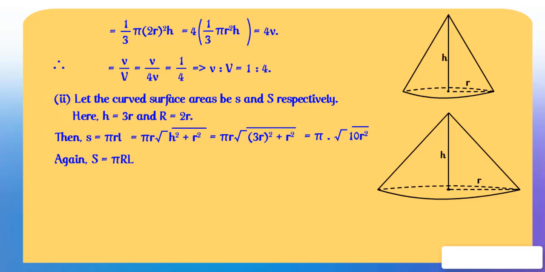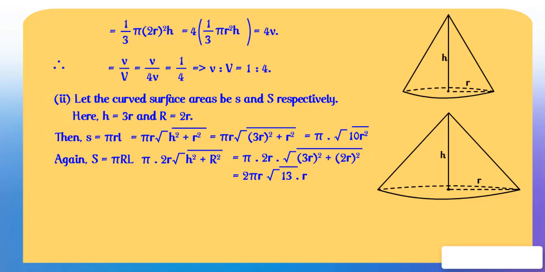Again, capital S is equal to pi into capital R into capital L. This is equal to pi into 2 into small r under root of h square plus capital R square, which is equal to pi into 2 into small r under root of 3 into small r whole square plus 2 into small r whole square, which is equal to 2 pi small r root 13 into small r, which is equal to 2 pi root 13 small r square.